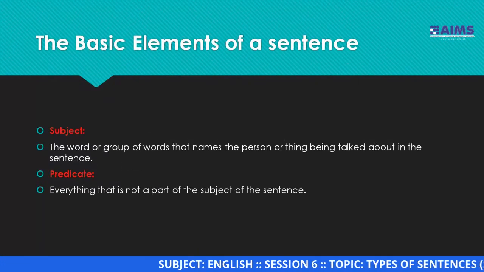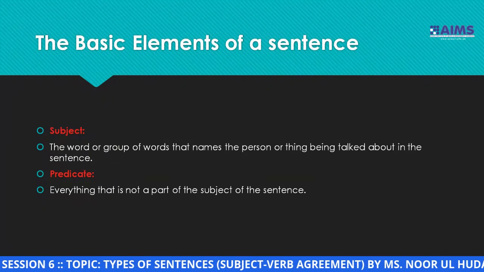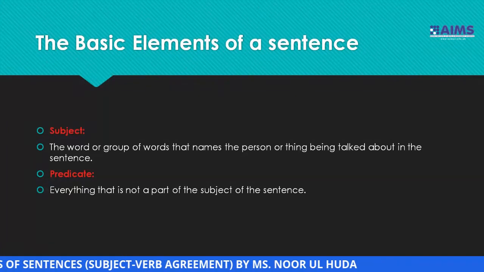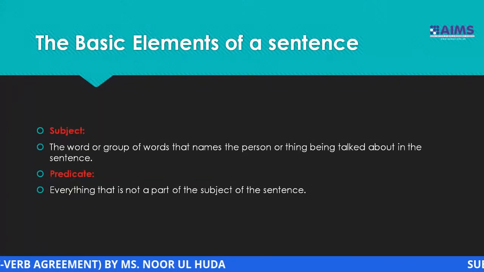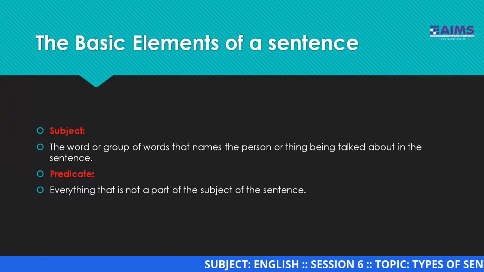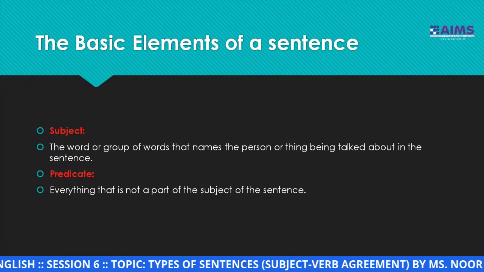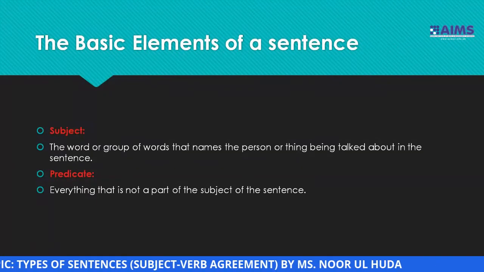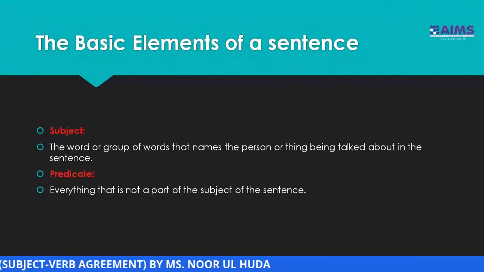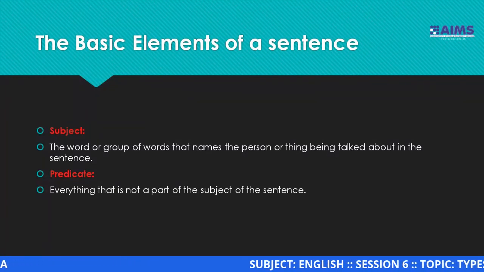Okay, now here we go. The basic elements of a sentence means what are the main components of a sentence. There must be a subject and there must be at least a verb in a sentence. We know it well because we have studied it in clauses, or independent clauses.